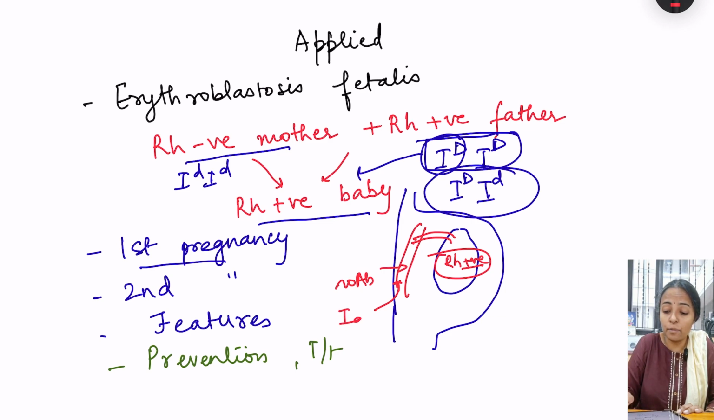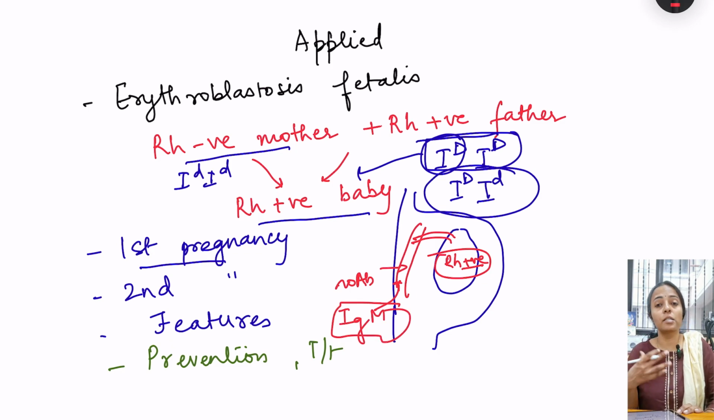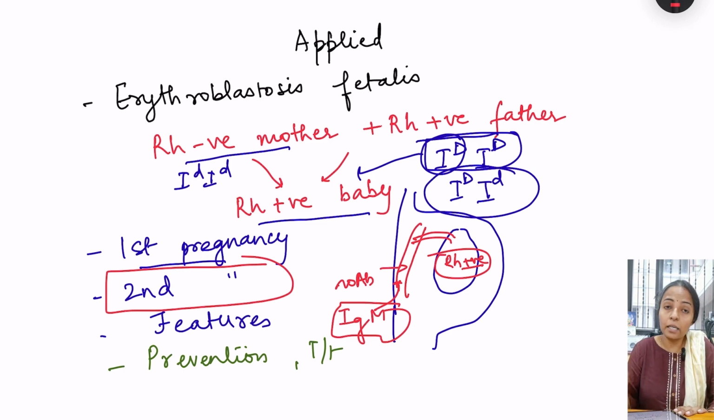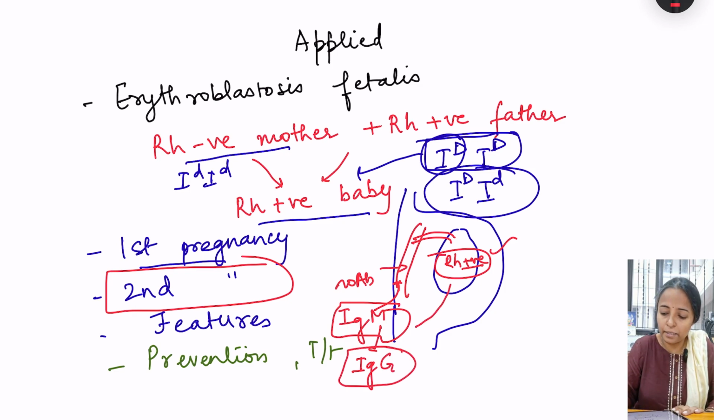Okay, so these IgM antibodies are now being synthesized in the maternal blood. But now the fetus has been delivered, so nothing has happened to the fetus in the first pregnancy. But in the second pregnancy, if the fetus is Rh positive, then during pregnancy also a small amount of blood leaks out. This will ultimately lead to the formation of IgG antibody, and this IgG antibody is going to cross the placenta, enter into the fetal blood and destroy fetal RBCs. So there will be hemolysis of the fetal RBCs in the second pregnancy and subsequent pregnancies.